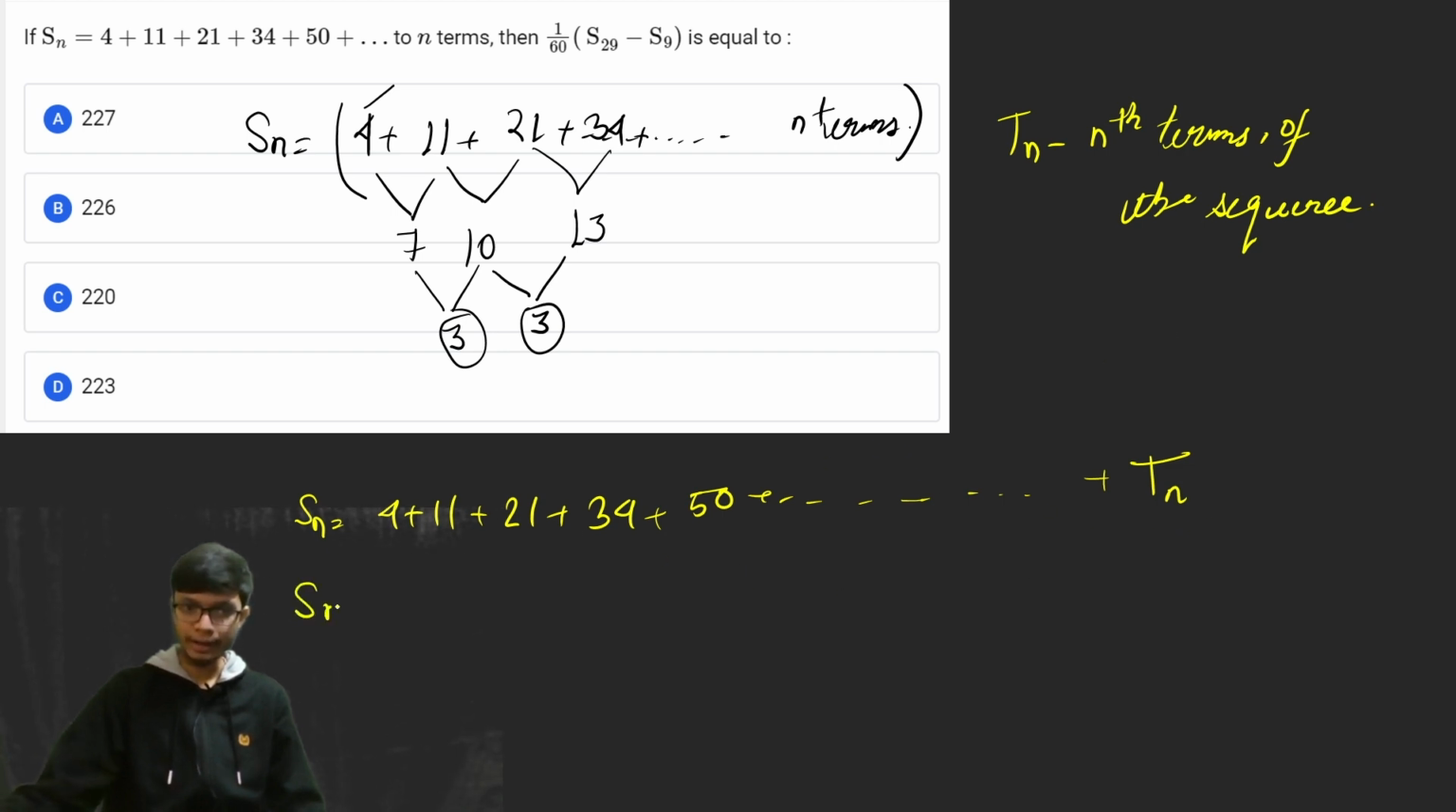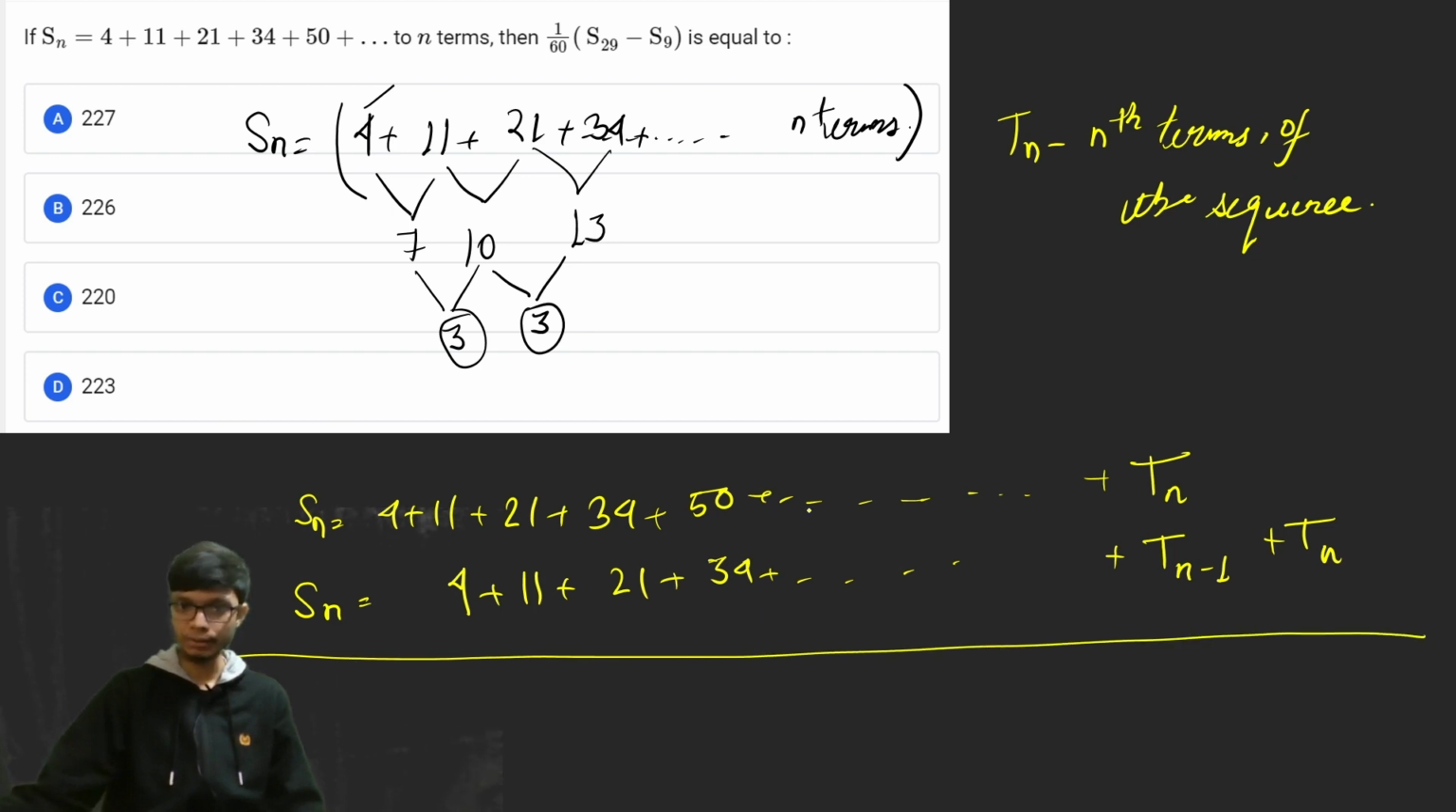Now I can also write Sn over here, and instead of writing 4 in this particular position, I shift one term to the right and write it like this: 4 plus 11 plus 21 plus 34 and so on up to, and with this the term that will come is Tn minus 1 plus Tn. Now if I subtract both these equations, writing the first value and the second value, what is the advantage of doing this?